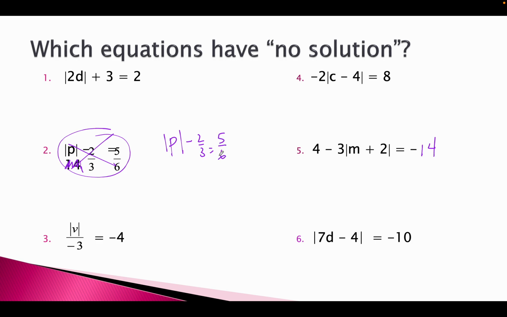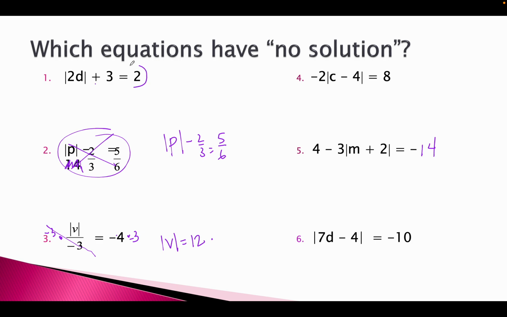Now you want to be careful. Just because it looks like it equals a negative might not actually be the case. This one looks like it's equaling a negative, has absolute value equaling a negative. But remember, we have to isolate that absolute value first. And if I do that, then I actually get a positive. So this one does have a solution.